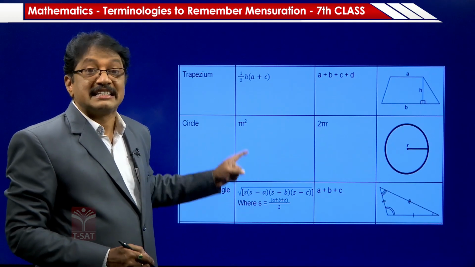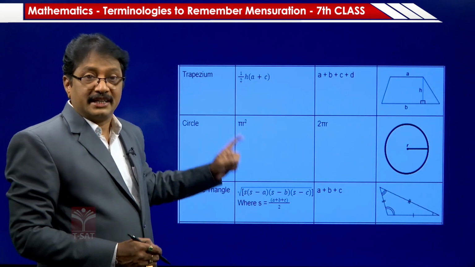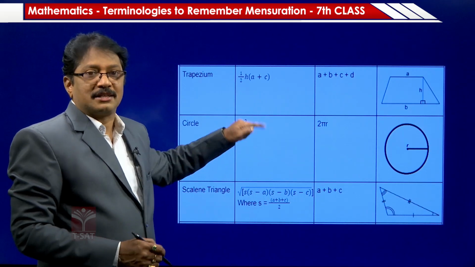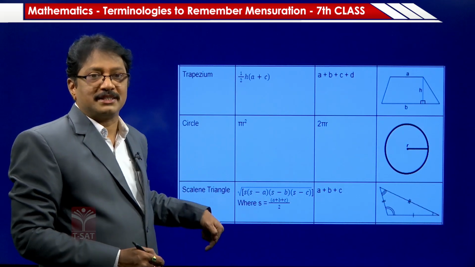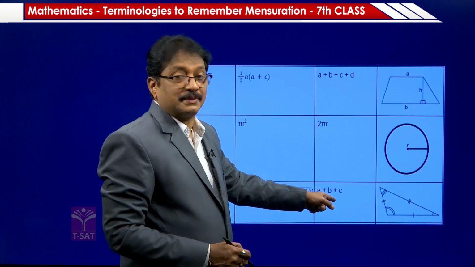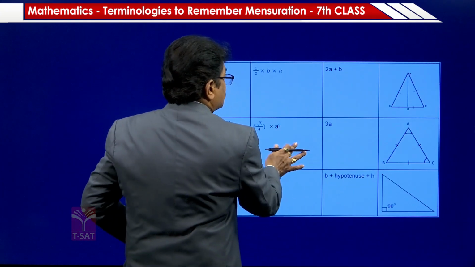Here s is the semi-perimeter. Semi-perimeter means (a plus b plus c) by 2, because the perimeter is the sum of all these. Of course, the perimeter is a plus b plus c. Is it clear? Now moving to the next one.